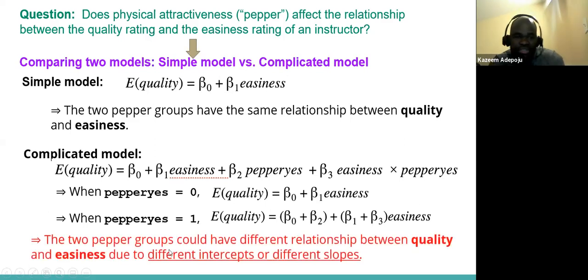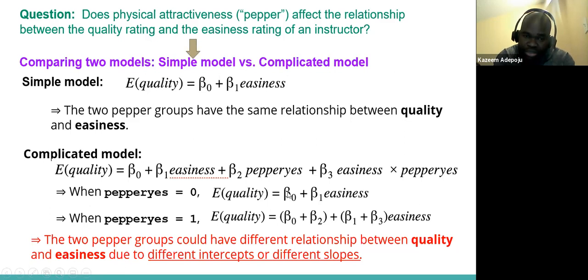And that was why we said the two Pepe groups could have different relationships between quality and easiness, due to different intercepts or different slopes. Look at that. If you look at the two, this is the first group. This is the model for the first group. This is the model for the second group. Therefore, the intercept for the first group is beta naught.